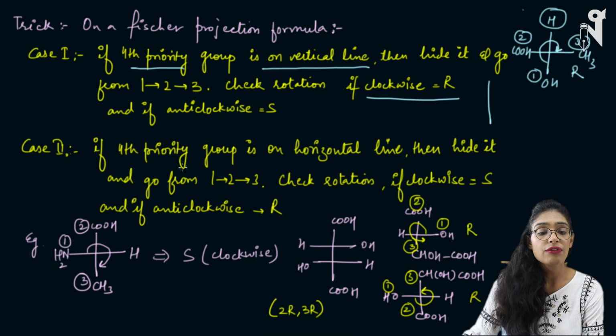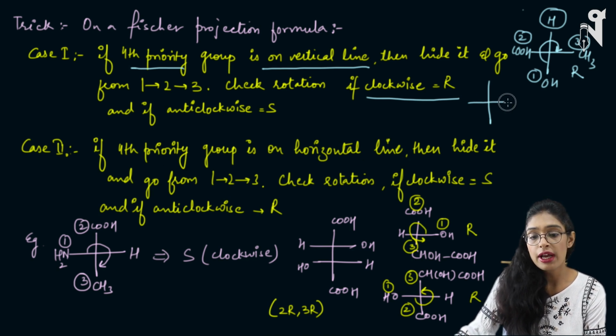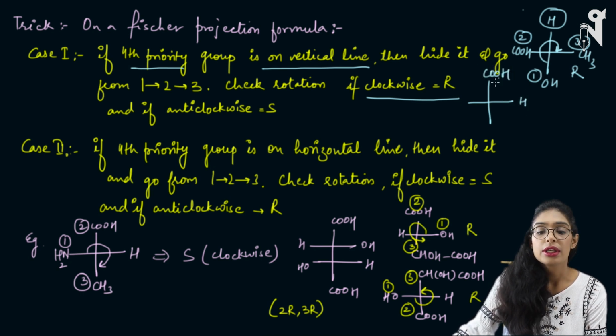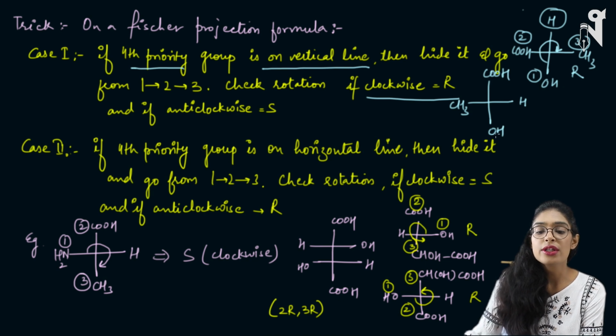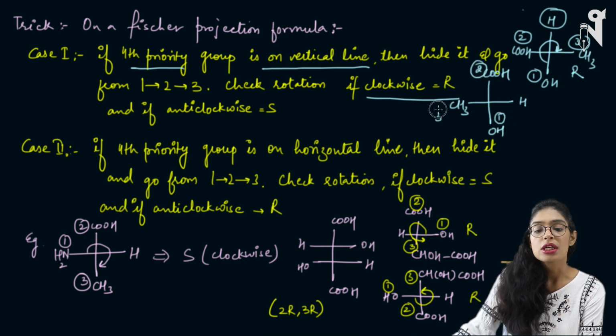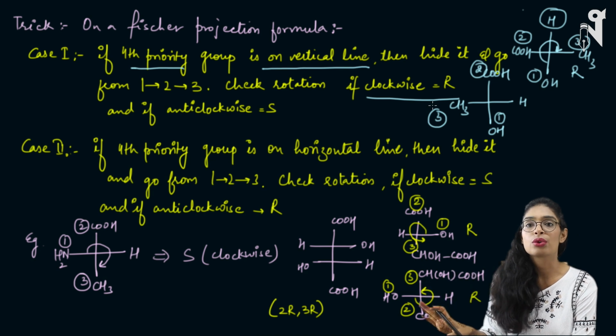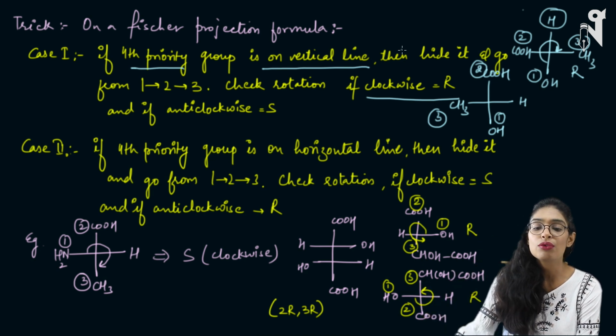Now what does the next rule say? The next rule says: if the fourth priority group is on the horizontal line, then what happens? Let's see. Let's say I have hydrogen over here, COOH over here, CH3 over here, and OH over here. First of all, we'll mark the priority. This is priority 1, this is priority 2, and this is priority 3. Again we will hide the fourth group and move from 1 to 2 to 3. What kind of rotation does it look like?